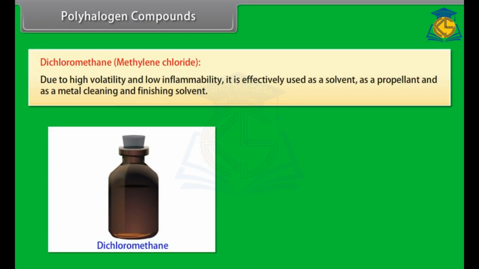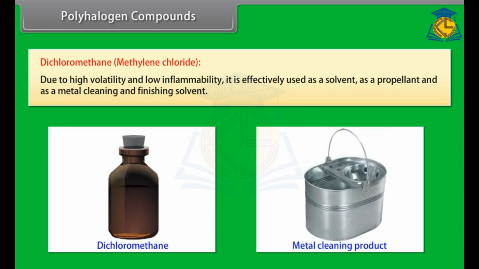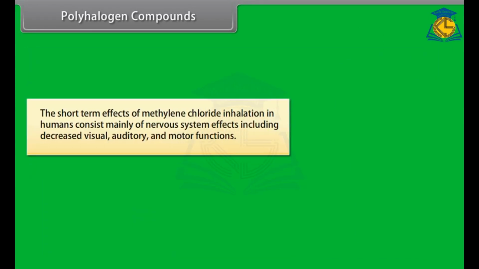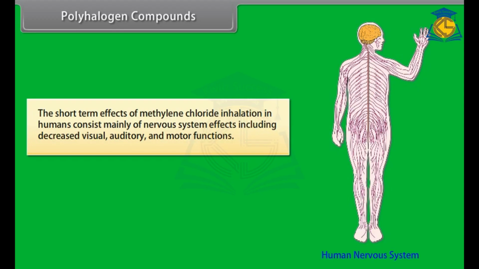Due to high volatility and low inflammability, it is effectively used as a solvent, as a propellant, and as a metal cleaning and finishing solvent. The short-term effects of methylene chloride inhalation in humans consist mainly of nervous system effects, including decreased visual, auditory, and motor functions.